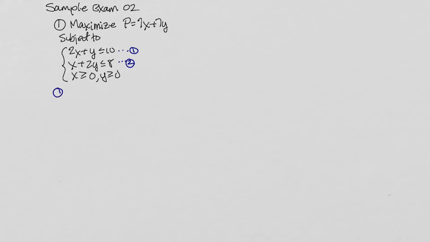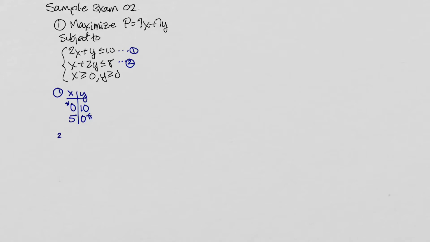Let's do that. We'll get a little table here, x and y, and when x is 0 here, 2 times 0 is 0, so this term is gone, and we'll get y equals 10. And then when y is 0, that term's gone. We get 2x equals 10, so dividing 10 by 2, we get 5, so x will be 5.